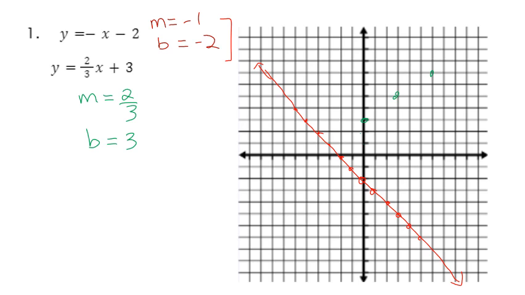I might go in the other direction too, because I see that's probably where my intersection is going to take place. And I can see that this system is going to have a solution. I can see that they intersect at actually this point here, negative 3, 1.